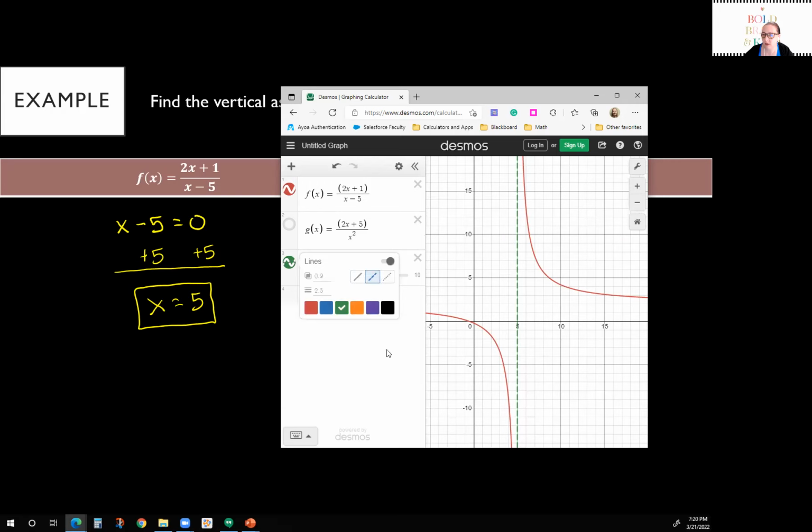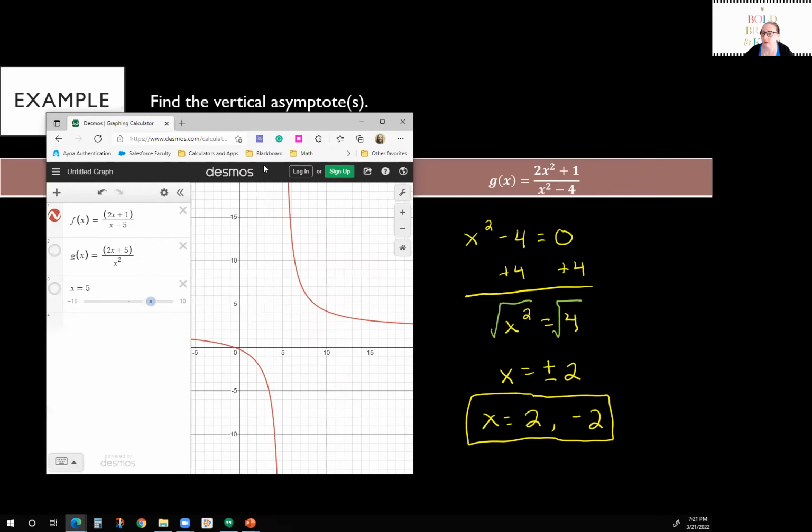I can even make it a dashed line, just because that's sort of how we graph them, as dashed lines. It's not actually part of the graph. The solid part is the graph. So the graph is what this looks like. We just put the asymptote in there so you can visually see where it is. So that matches. x equals 5 does look like the asymptote, and it should be, because that is correct.